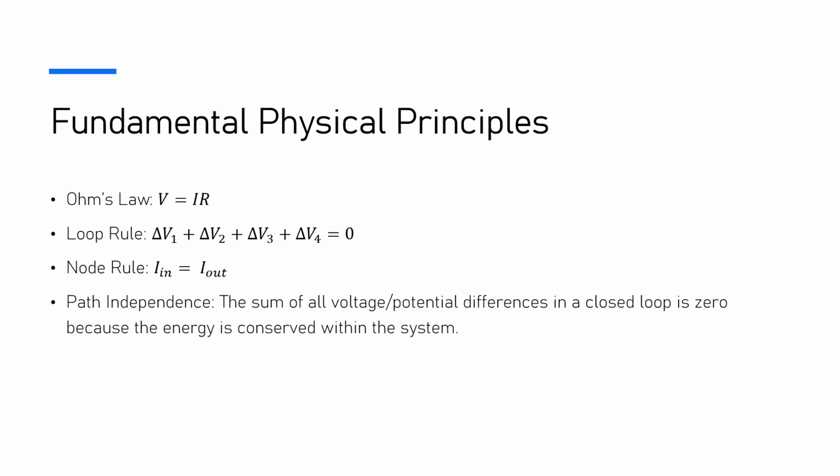First is Ohm's law: the voltage is equal to the current times the resistance. And then the loop rule, which is summing up all of the potential differences, that is equal to 0 because of path independence. The sum of all voltage/potential differences in a closed loop is 0 because the energy and the charge is conserved within the system.